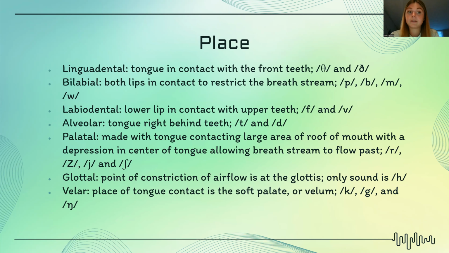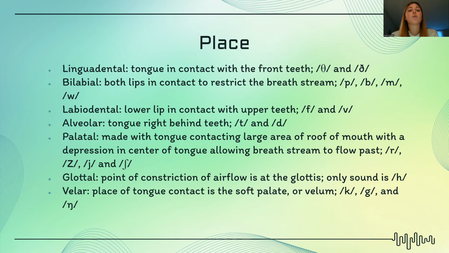So the first one is place. You can see here all of the different place characteristics that we use to define consonants. The first one is linguadental, which just means our tongue touches our teeth. If you break that word down, lingua is tongue and dental is teeth, so that one makes sense. Linguadental sounds we produce by touching our tongue to our teeth. Those two sounds there are examples: the TH sounds and V. You put your tongue to your teeth when you make those sounds. So those are linguadental.